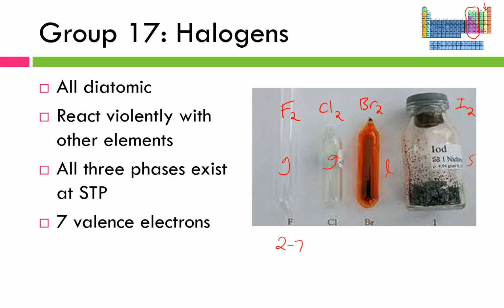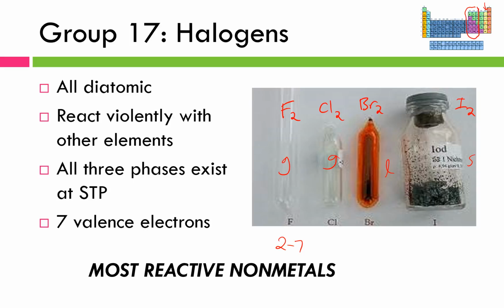Just like the alkali metals would do almost anything to get rid of that 1 electron, halogens are in that same mode. They're going to do almost anything they can to gain that 1 electron. So as a result, these are our most reactive nonmetals.